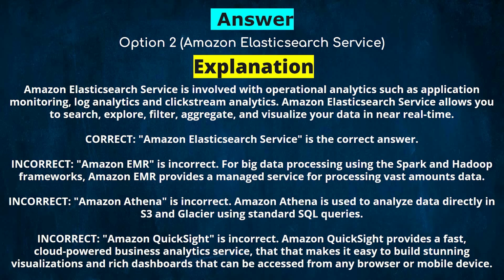Amazon Elasticsearch is the correct answer. Amazon EMR is incorrect. For big data processing using the Spark and Hadoop frameworks, Amazon EMR provides a managed service for processing vast amounts of data. Amazon Athena is incorrect. Amazon Athena is used to analyze data directly in S3 and Glacier using standard SQL queries. Amazon QuickSight is incorrect. Amazon QuickSight provides a fast, cloud-powered business analytics service that makes it easy to build stunning visualizations and rich dashboards that can be accessed from any browser or mobile device.